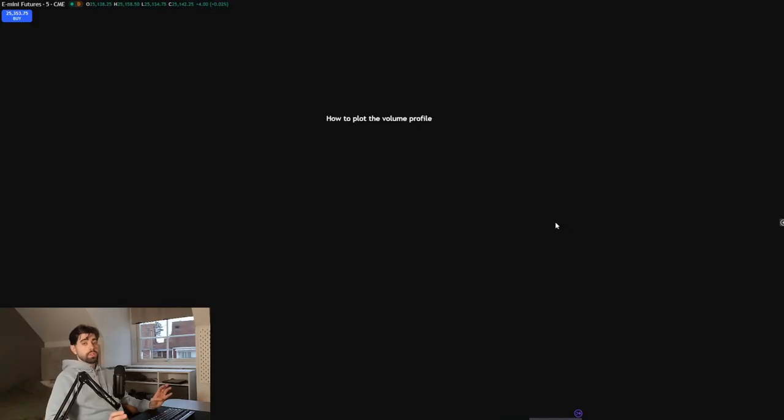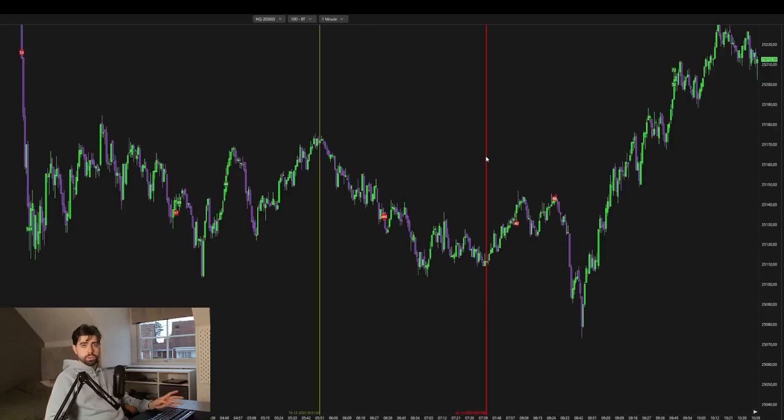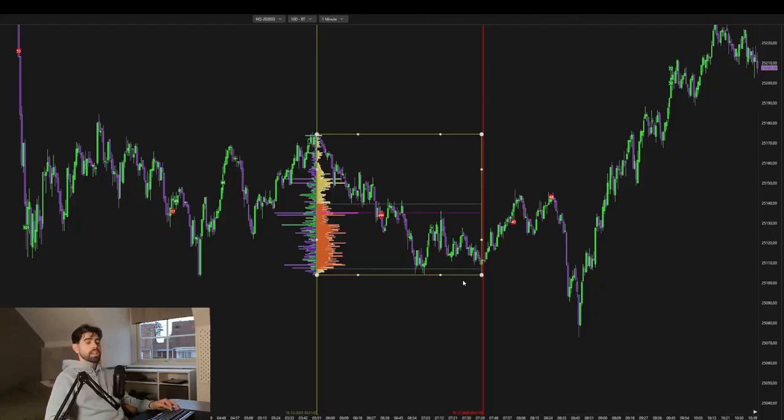Next thing, how to plot the volume profile. I know that many of you guys have asked me about it, and I've said it before. Don't think about time, think about zones, and I'm gonna show you. For example, if this is London session open right here on this line, and say that this red line is New York open, and say that you want to plot out a volume profile for the pre-market session, this is how the profile will look.